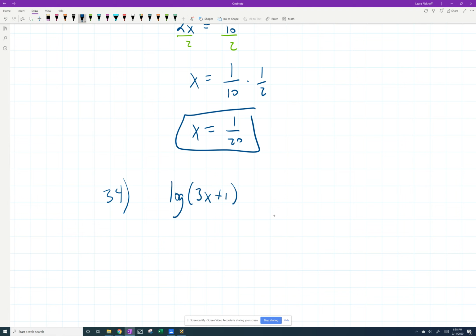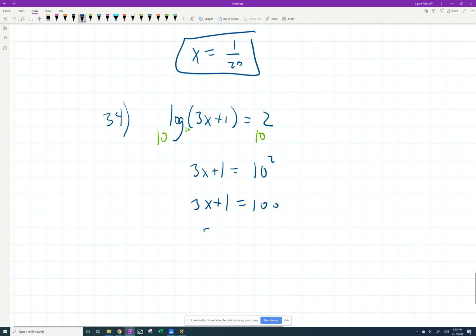So if I do this guy, again, the base is 10, so I'm going to undo it by taking 10 to both sides, which will undo the log, and then it'll give me 10 squared. And then you just solve whatever comes out. So subtract the 1, divide by 3.